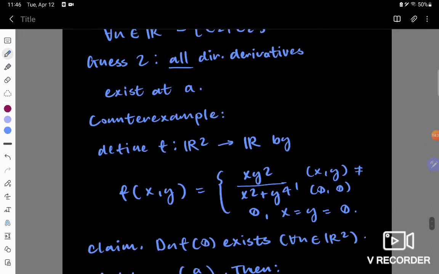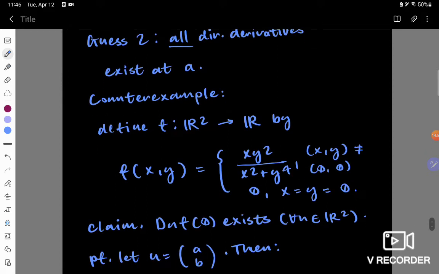Here is our claim. First of all, what we want to check is that this satisfies our requirements for our guess. So this is a function where all of its directional derivatives exist, for example, at our point 0. So 0 is taken to be (0, 0). Of course, x and y are both 0, and we want to show that all of these directional derivatives exist. So we take u to be arbitrary. That is, we take u to be equal to some point (a, b), which I denoted by this column vector.